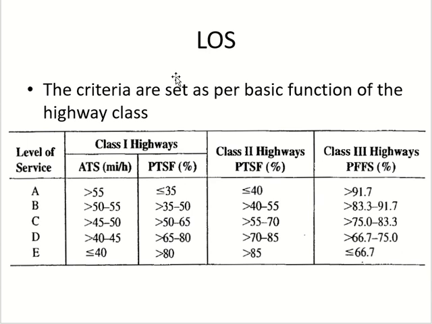According to the classes, these are the things you need to find out the level of service. If you have class 1, then you need two things, ATS and PTSF both. If you have class 2, then you need only PTSF, and if you have class 3, then you need PFFS. PFFS is a ratio. I told you yesterday to write it down as well. It's a ratio of ATS and FFS, average travel speed and free flow speed. So even in the third case, you need average travel speed.